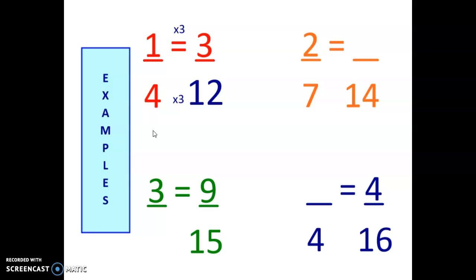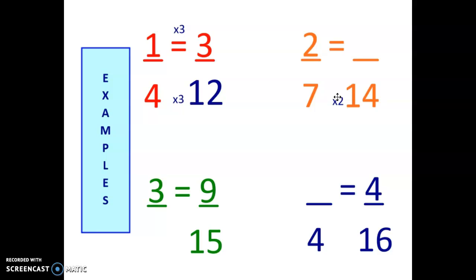Let's have a look at the second example, orange. In this example, the numerator is missing on the right-hand side. We have the fraction 2/7. If we look at the denominators, I can see that we have 7 changing into 14. What do I multiply 7 by to get the answer 14? Use your times table grid if you are not sure. That's correct. I times it by 2. 7 times 2 is 14.